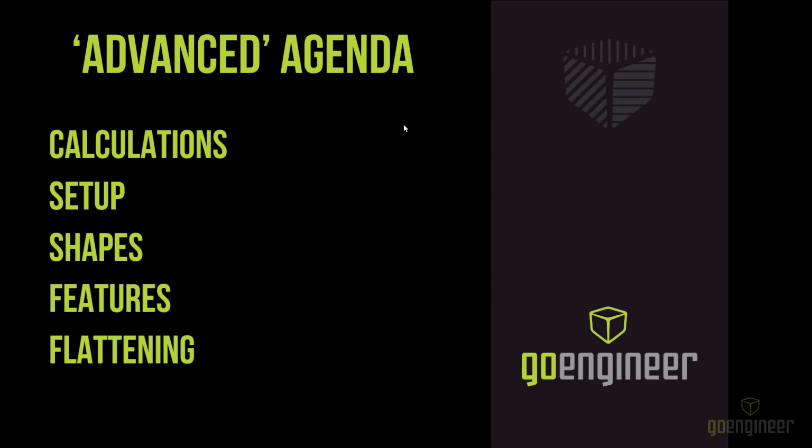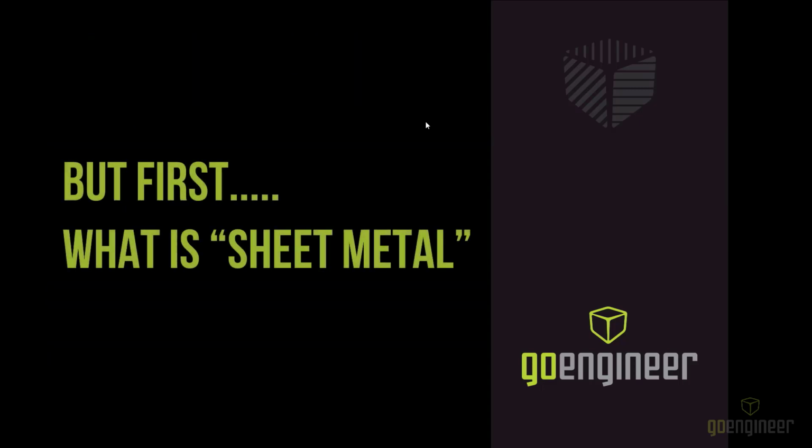It really is a different type of geometry in SOLIDWORKS than other things, because it has a life in a flat pattern as well as a folded, and then very many configurations in between. So again, it's a very unique type of thing. So really, what is sheet metal?